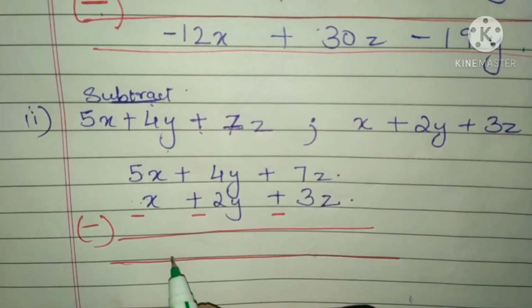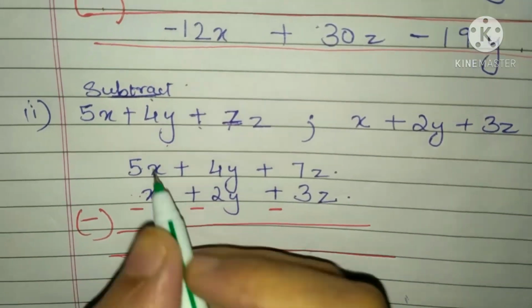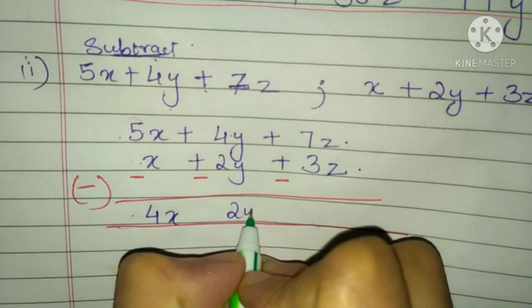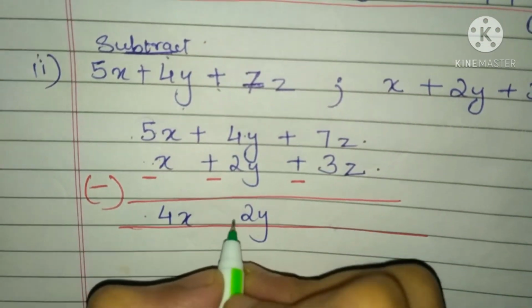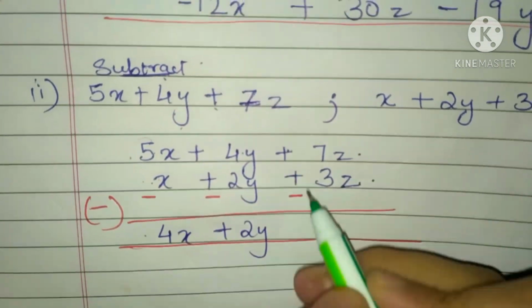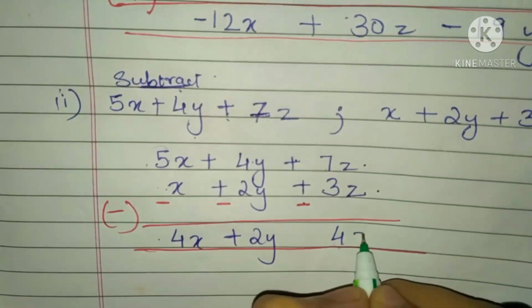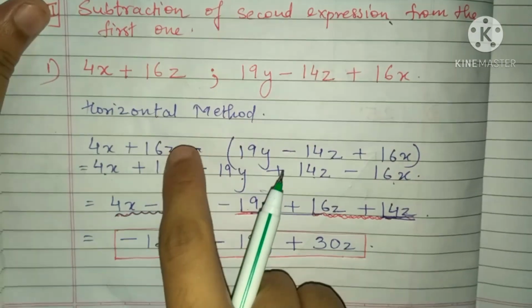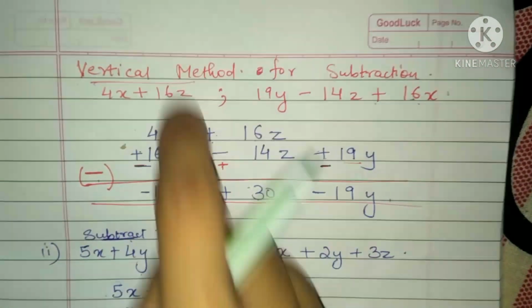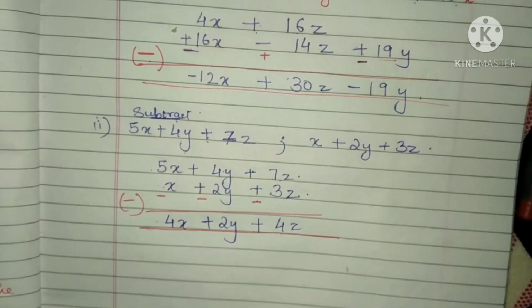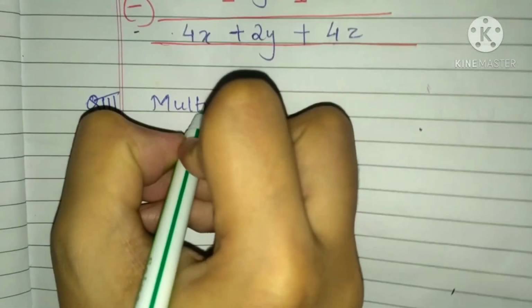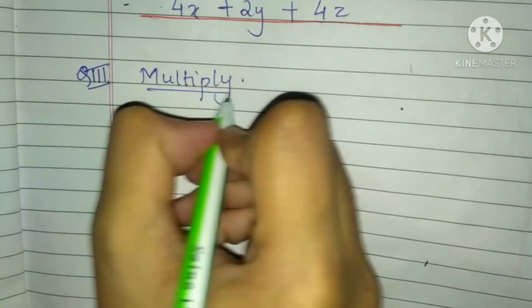So 5x minus x is how much? 4x. And the bigger number is 5, so it will have plus sign only, plus 4x. Then plus 4y minus 2y is 2y, and the bigger number is 4, so plus sign is given to 2y. 7z minus 3z is what? Sorry, 4z. 7z minus 3z is 4z, and the bigger number is 7, so plus sign.